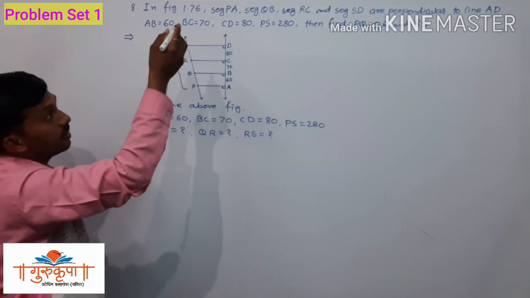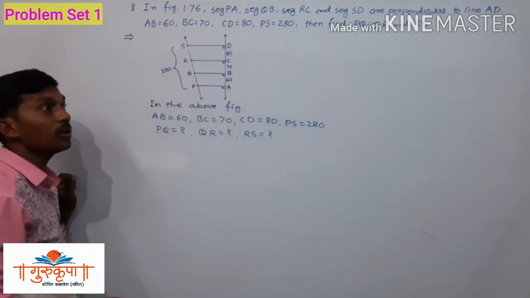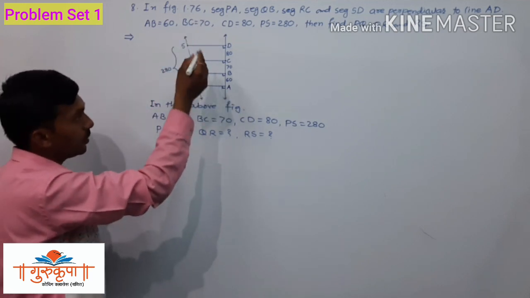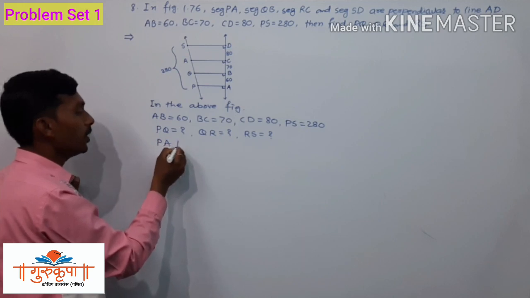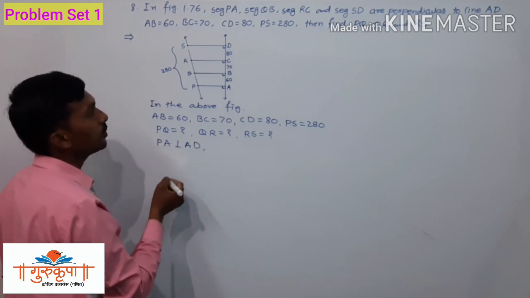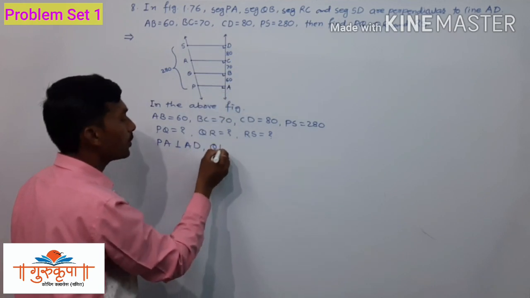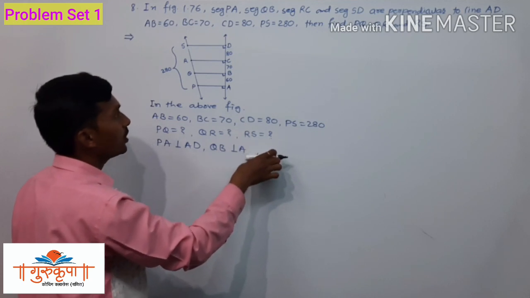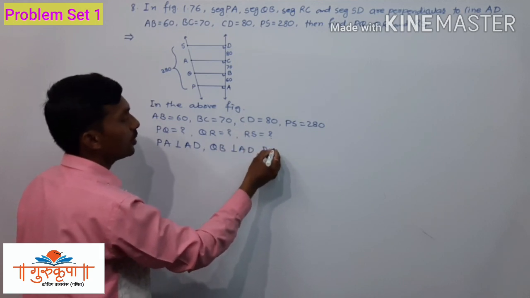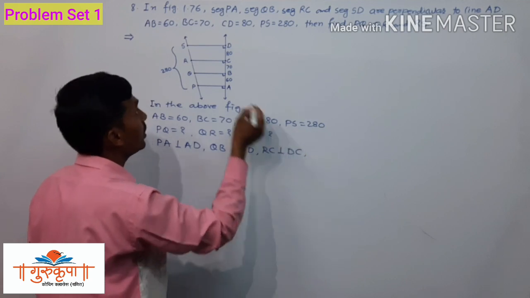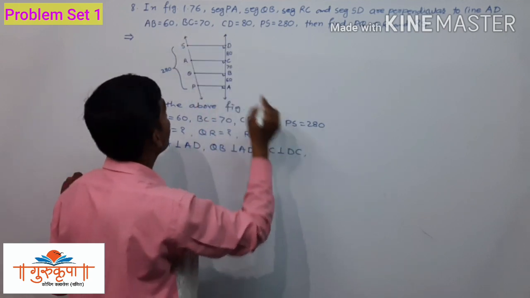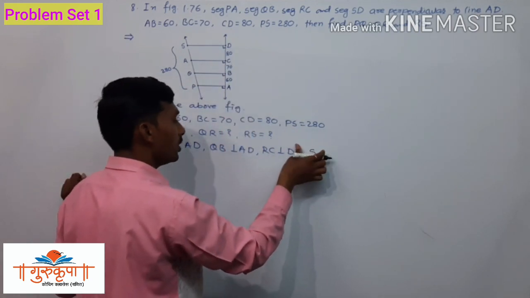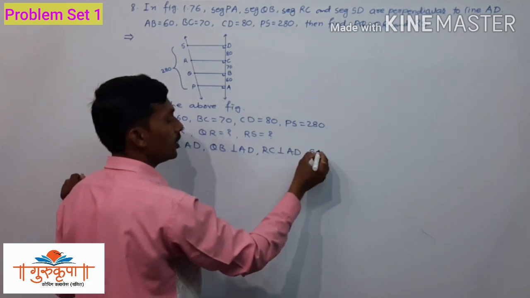It is also given that PA, QB, RC and SD all are perpendicular to the line AD. So here you can write PA is perpendicular to AD, that is given information. QB perpendicular to AD. Then it is also given that RC is perpendicular to AD, and lastly SD is perpendicular to AD.